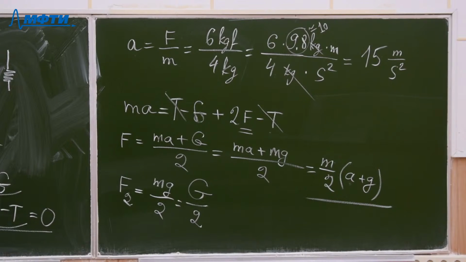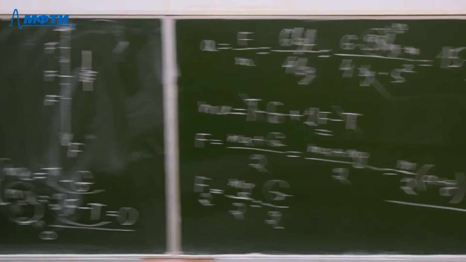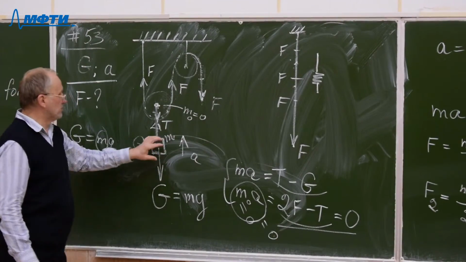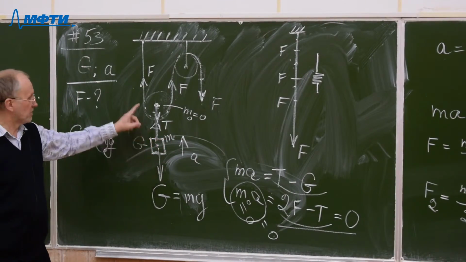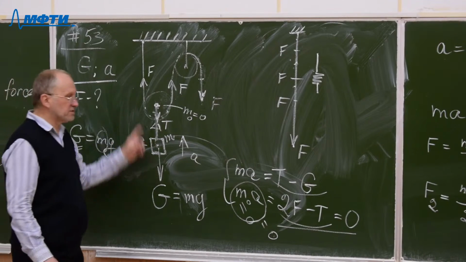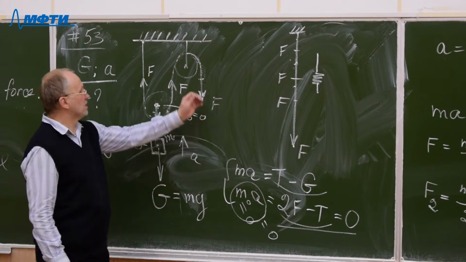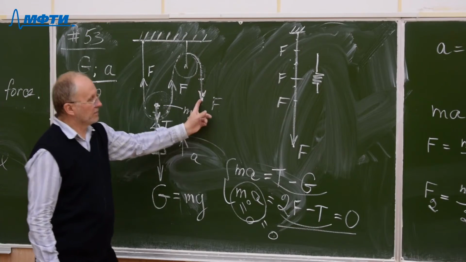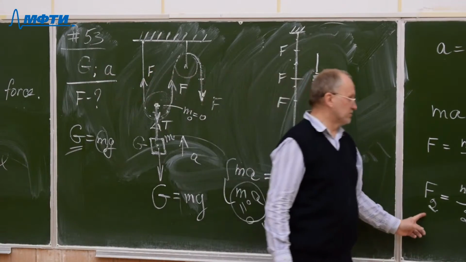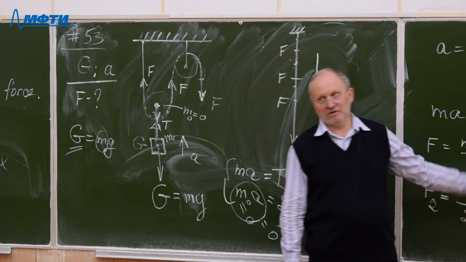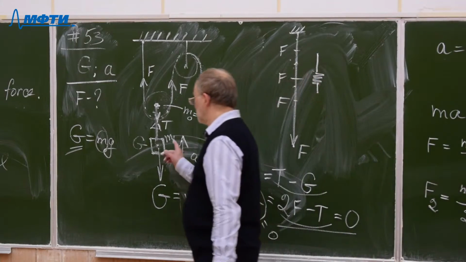So you have to pull this string by force F2 equal to just half the weight of the body, in order to keep this body at rest, so that it doesn't move. It has no acceleration, neither upward nor downward. You have to apply here to the string the force F2 equal to half the weight of the object, of this body.